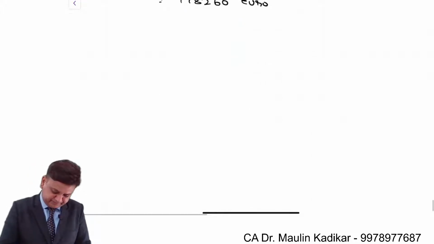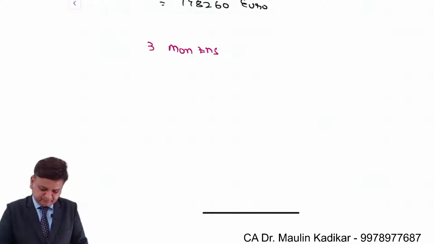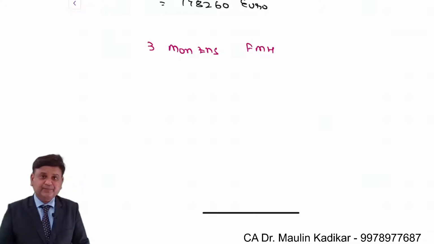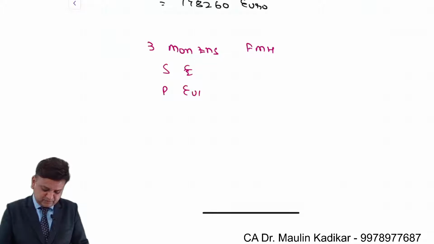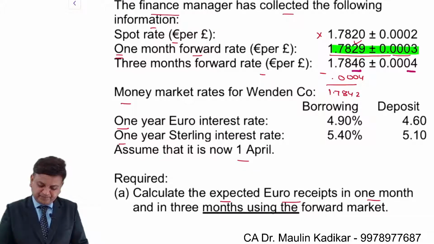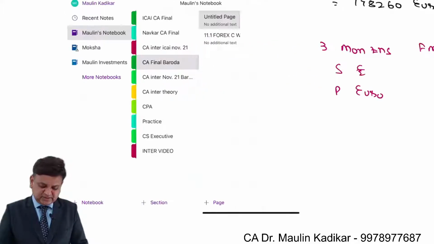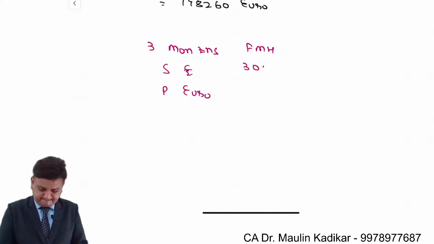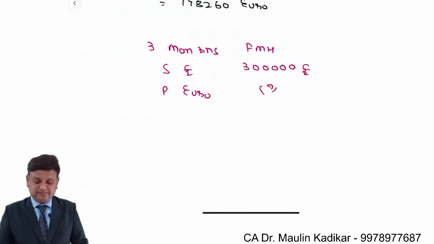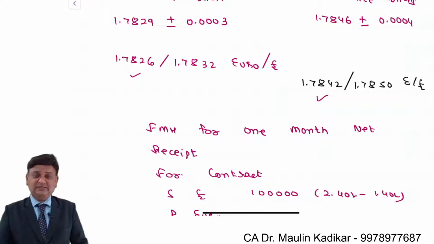Now 3 months. I request all of you to write down the answer along with me. Forward market hedge. Again the same contract: sell pound and purchase euro. Over here this is the rate and the amount is 3 lakhs. For 3 lakhs pound, you will get this amount of euro. So on conversion of pound into euro, you will get 1.7842.